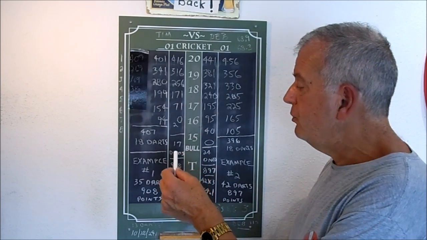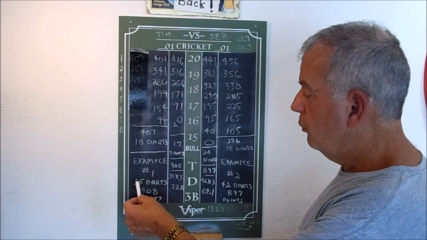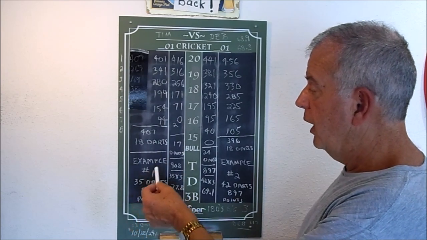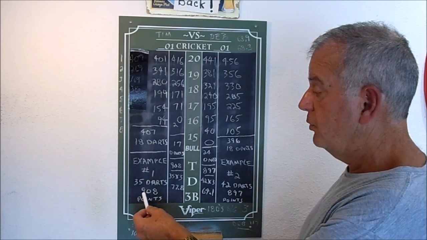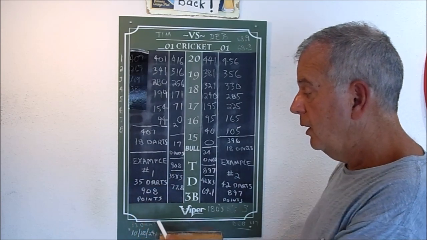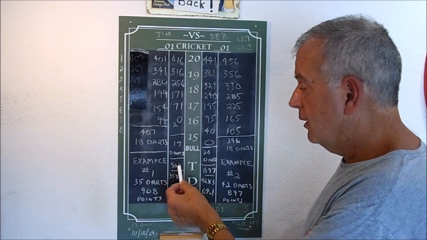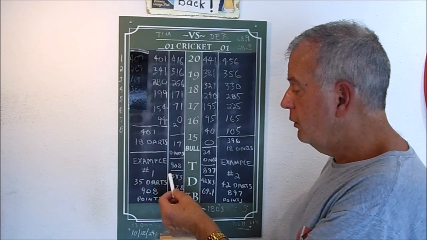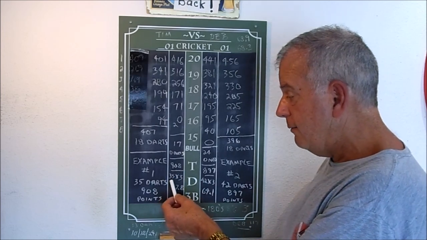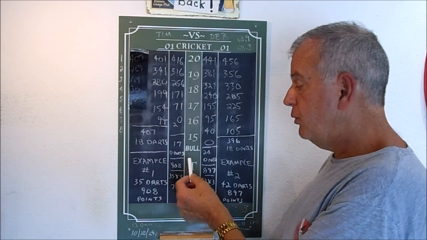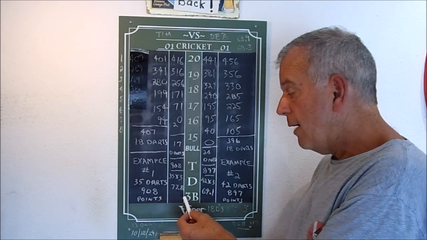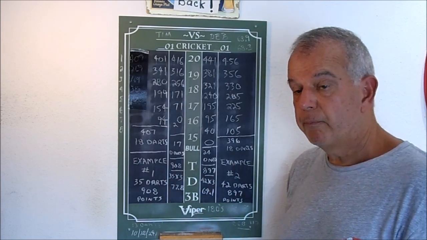So what you did was you threw 35 darts, and you got the 501 and the 407, so you get 908 points. You take the 908 points and divide that by 35 darts, times 3, and that'll give you your average of 77.8.